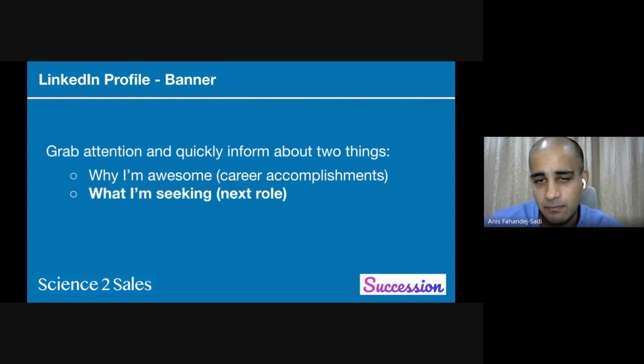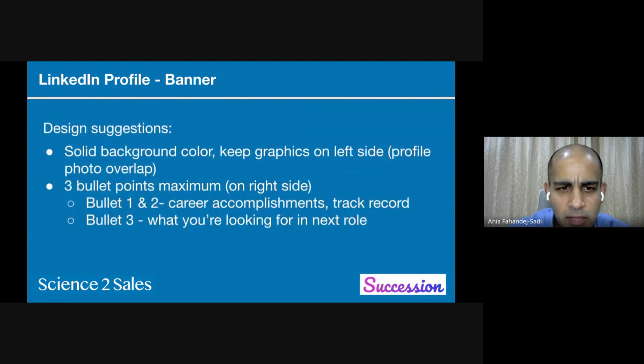Okay, banner. This is the top, right? This is behind your profile picture. And there's two key things you want to do here. You want to show why you're awesome, so you want some high-level, super cool career accomplishments. And the last bullet point you want is what you're seeking. What is your next role? What is it that I want to do with this profile? What is it I want to convey?